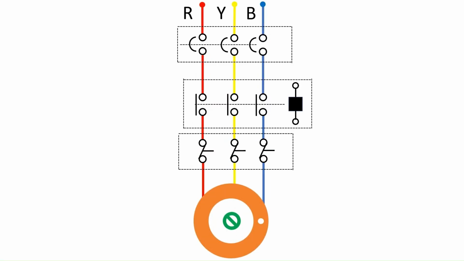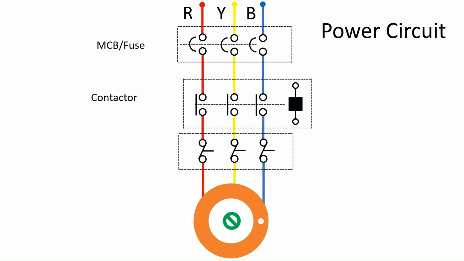The power circuit of a DOL starter consists of a power source connected in series with protective devices like an MCB or fuse, a contactor, and an overload relay before reaching the three-phase motor. The MCB or fuse provides the initial protection against short circuit. It is the first component in the power path from the main supply.